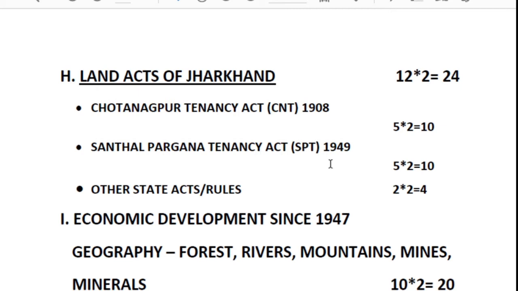So finally, the Britishers realized that in order to rule over the area of Jharkhand, they had to carry out certain administrative reforms, and in that they introduced several land acts which constituted the Chota Nagpur Tenancy Act of 1908, the Santhal Pargana Tenancy Act of 1949, and there were also some other state acts and rules that we will study here. So let's begin.